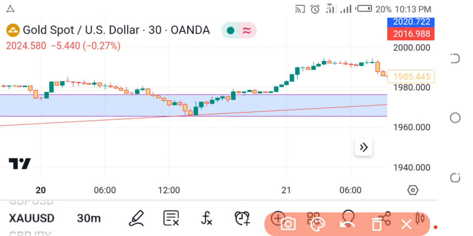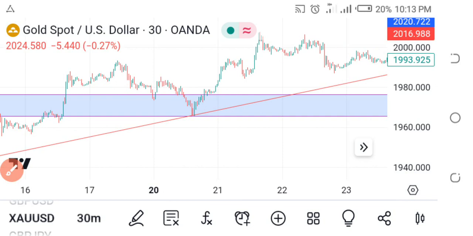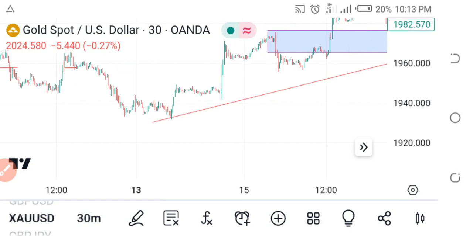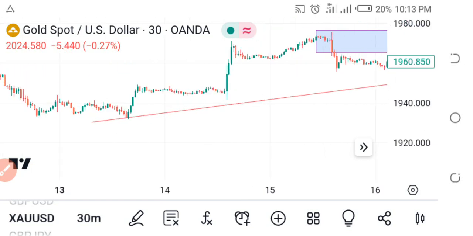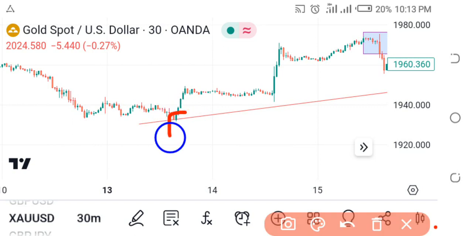Now let's look for another swing point. Let's look for the first place the market respected, and let's see what we'll have here. Okay, from here we had a bullish engulfing chart pattern here.